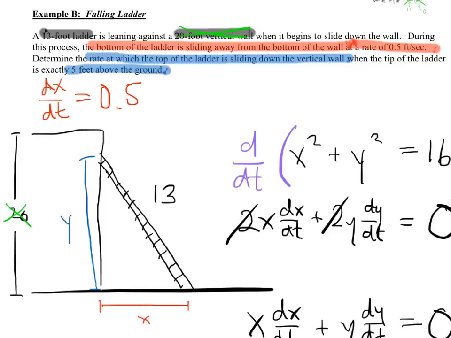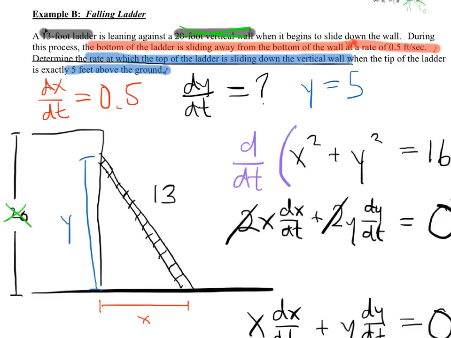Now then it tells you that we need to actually determine the rate at which the top of the ladder is sliding down the vertical wall. So in this question, what are we solving for? Well, the rate means that we need a rate variable, and the top of the ladder sliding down the wall, that variable is y. So we need to solve for dy/dt. Now they do give one last piece of information. It says when the tip of the ladder is exactly 5 feet off the ground. So notice they're telling you a distance here, and that would be the value for y. So I hope you guys got that when you paused the video.